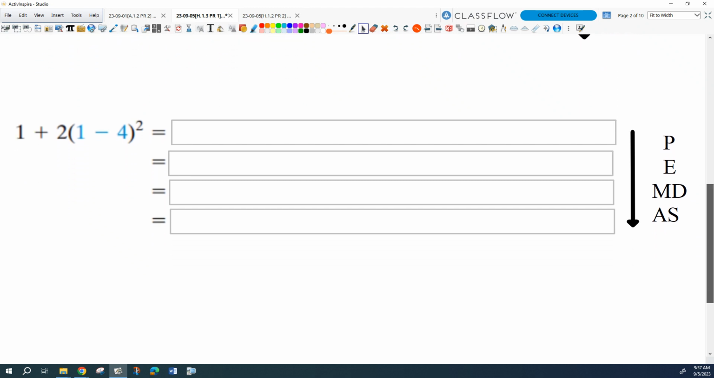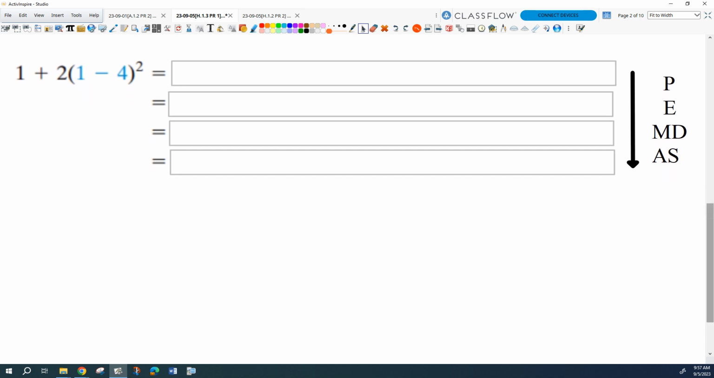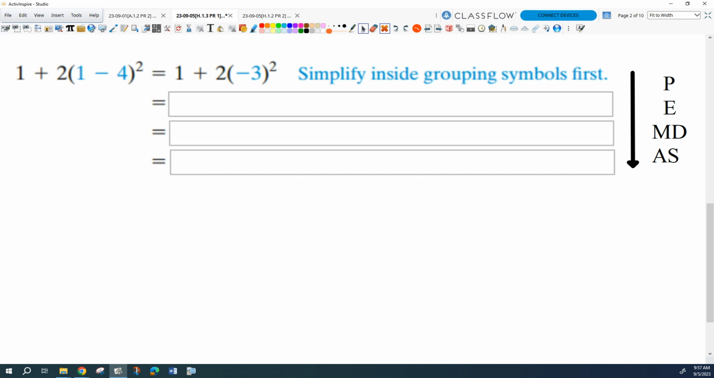Okay, how about this guy? What's the first step? 1 minus 4. I've got to work inside the parentheses, inside out, right? So inside the parentheses, I've got 1 minus 4 is negative 3. Okay, so first thing we did was P, inside the grouping symbols. What's next?